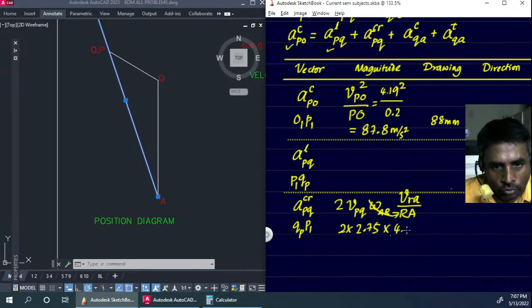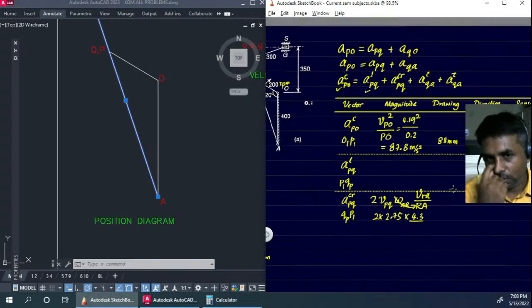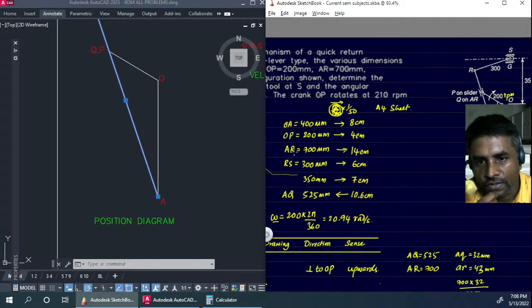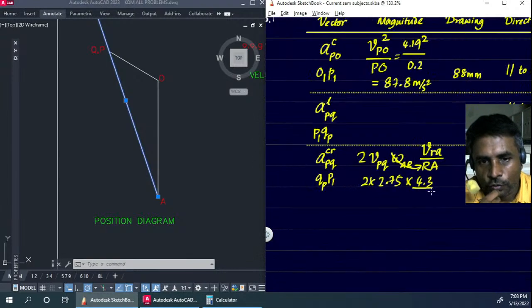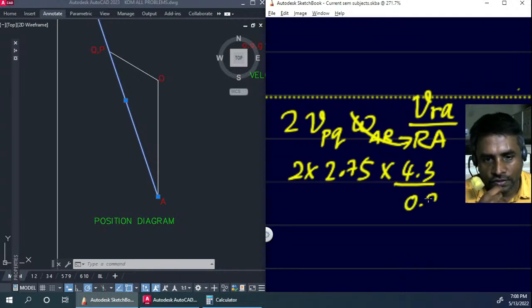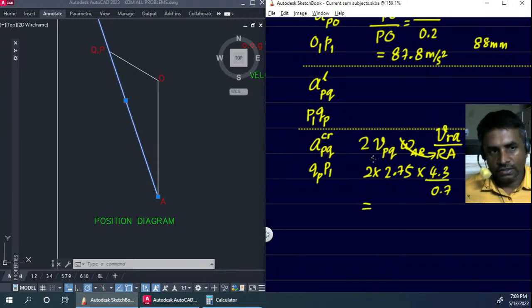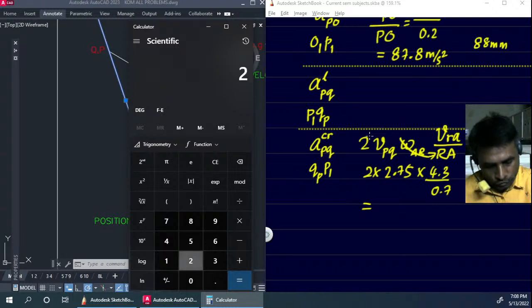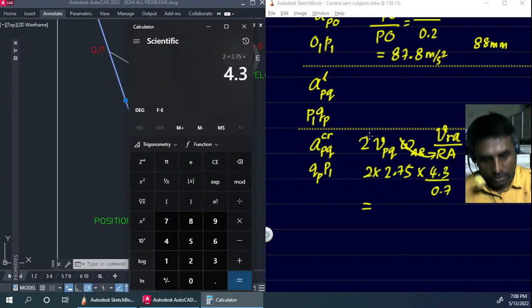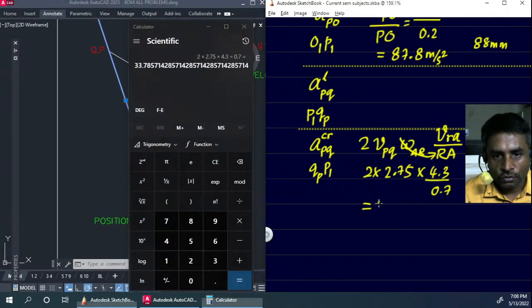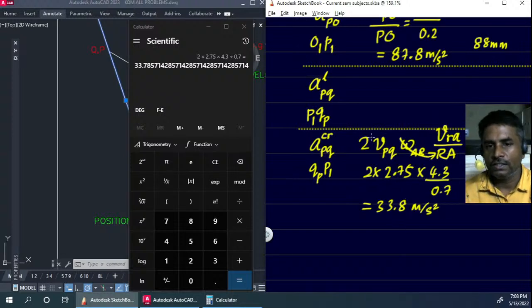4.3 divided by RA. So RA length, we'll have to take the actual length, RA or AR, that's given as 700 mm, which converted will give us 0.7 in meters. So 0.7 is what we need to take here. So you can see that we will be able to calculate its length. Let's go ahead and find it, how much it is. So 2 times 2.75 into 4.3 divided by 0.7. That's giving us 33.8 when you round it off, 33.8. So this is again in meters per second square.